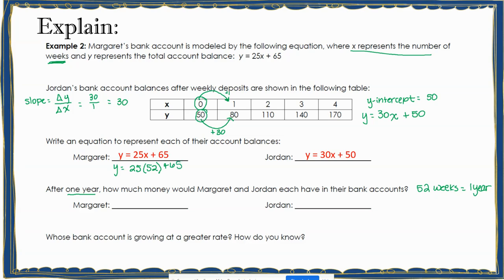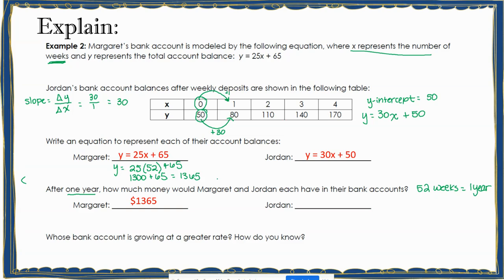Then plus 65. Well, when we do 25 times 52, we get 1,300. And when we do that plus 65, we get 1,365. So after 1 year, Margaret would have $1,365. We'll do the same thing with Jordan.